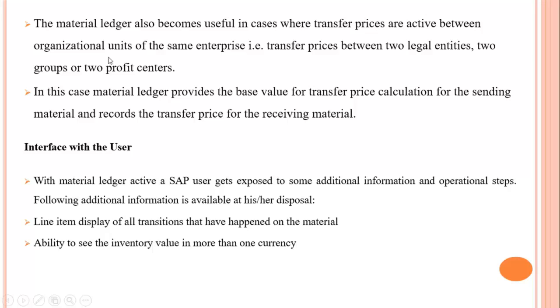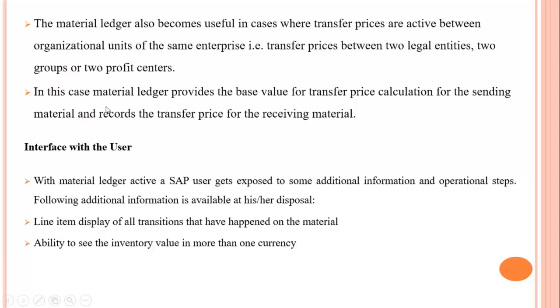So the material ledger also becomes useful in cases where transfer prices are active between the organizational units of the same enterprise. Suppose you have an organization unit in Delhi, and you also have an organization unit in Bombay. So you can make the transfer of the price between the different organization units of the same enterprise, that is, transfer prices between two legal entities, two groups or two profit centers. Okay, means the same enterprise having multiple organizational units can share the price.